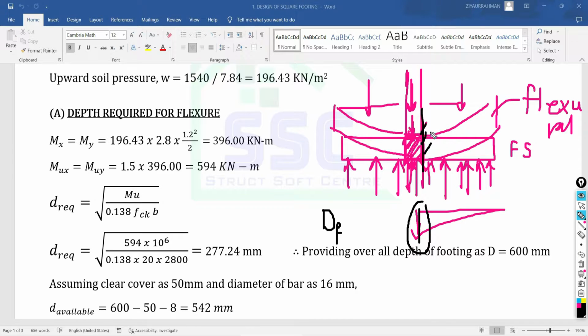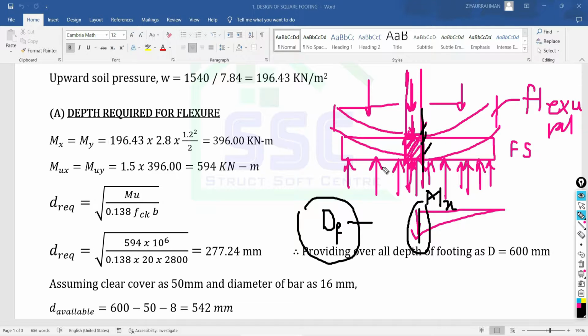Whatever depth is required at the face of this column, due to the moment that is going to be generated here, to resist that moment, that depth I am going to call the flexural depth. So how can you calculate this flexural depth? Before that we need to calculate the moment. How much moment is going to be developed here in the x direction, and how much moment is going to be developed in the y direction.